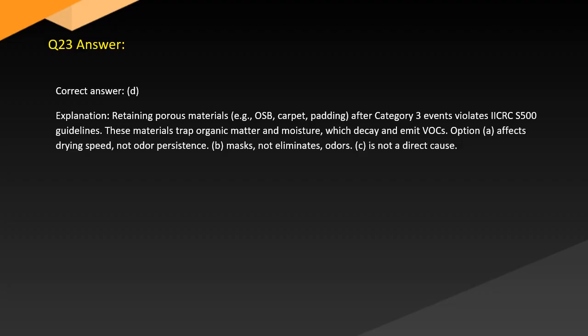Answer. Correct answer, D. Explanation. Retaining porous materials, e.g. OSB, carpet, padding, after Category 3 events violates HRConquer guidelines. These materials trap organic matter and moisture which decay and emit VOCs. Option A affects drying speed, not odor persistence. B. Masks, not eliminates odors. C. Is not a direct cause.